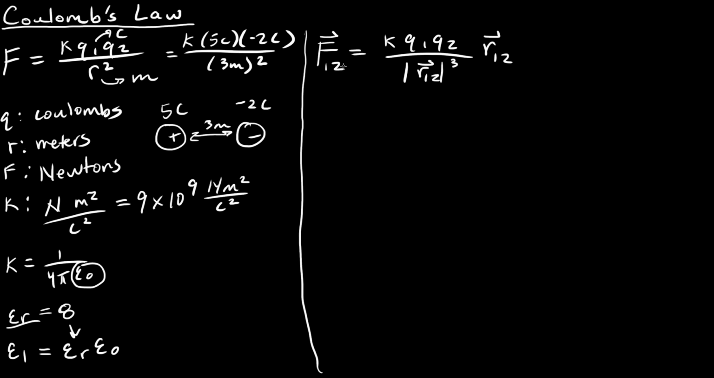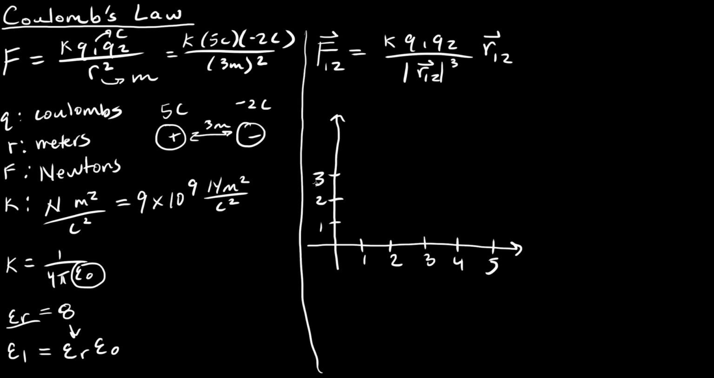And if it was 2, 1, then it's just the force of what particle 2 feels due to 1. The best way to illustrate this is to draw a coordinate system, because that's why vectors even arise, because of coordinate systems. So 1, 2, 3, 4, 5, and then 1, 2, 3, 4, 5.